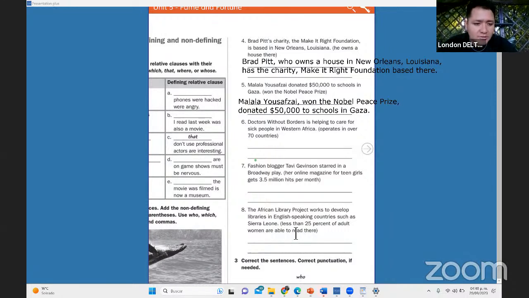Excellent. So we say doctors, okay, it's the organization, right? Doctors Without Borders, Doctores Sin Fronteras. Perfect. So Doctors Without Borders. And here we could use, can you repeat what is the relative clause that we could use? We use who, what, that, where.